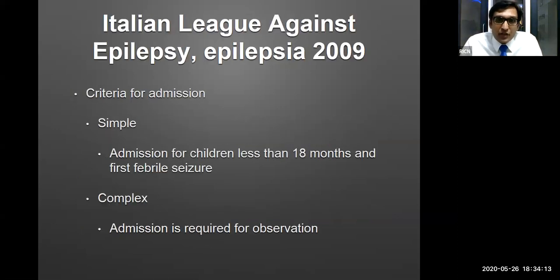What about criteria for admission? So the Italian League Against Epilepsy guidelines give very clear guidance. Simple febrile seizure, any child less than 18 months and first febrile seizure, you need to admit, observe, and also consider investigations for intracranial infection. If the child is stable and you don't need any further observation, the child could be discharged from hospital. In a complex febrile seizure, an admission is required for observation and management, which I'll discuss in the next few slides.